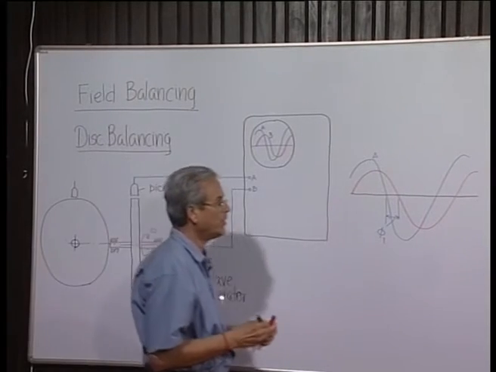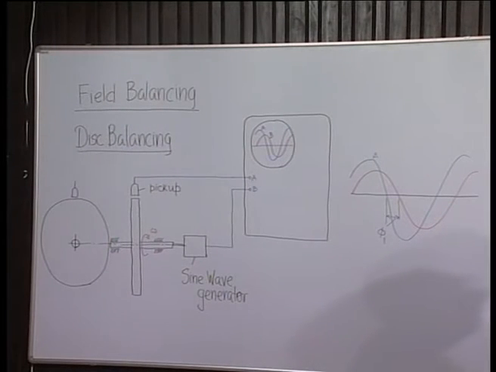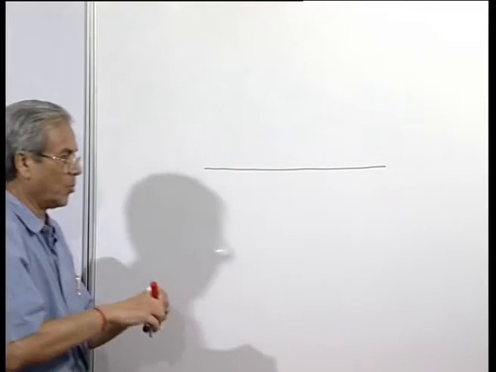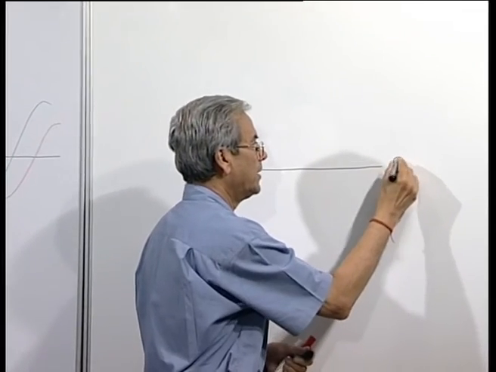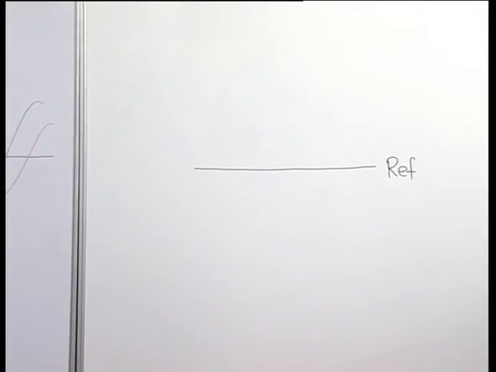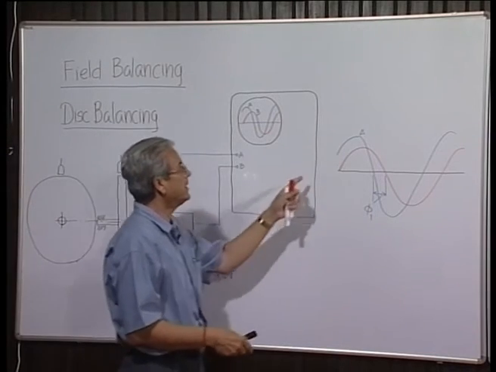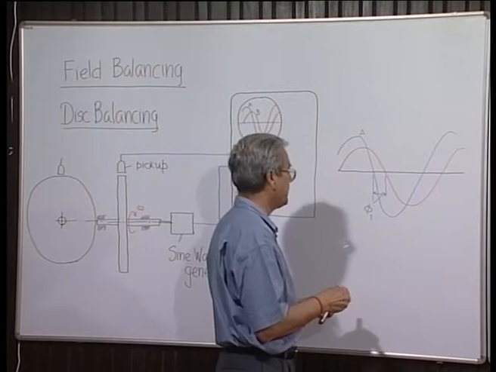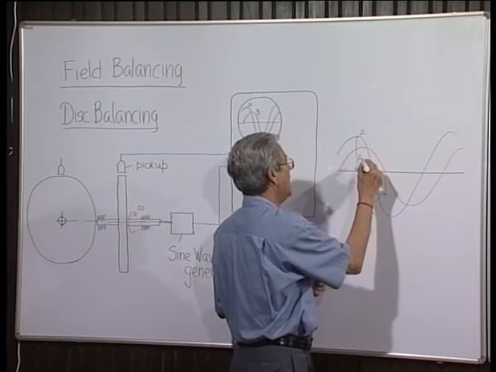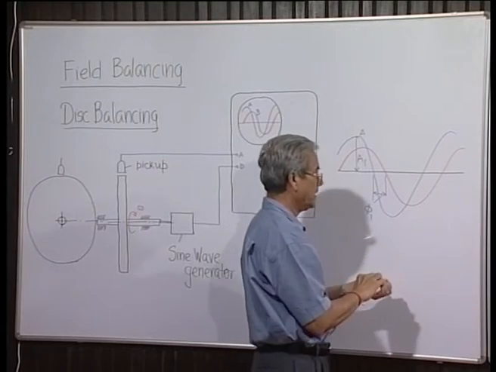So, what we have got? Let us see. We have taken the rotor in its own position, rotated it at a suitable speed omega to generate enough vibration which can be picked up, and the signal which we have picked up is given by a sine wave whose magnitude is A and which is at an angle phi 1 from our reference. This is the reference now.